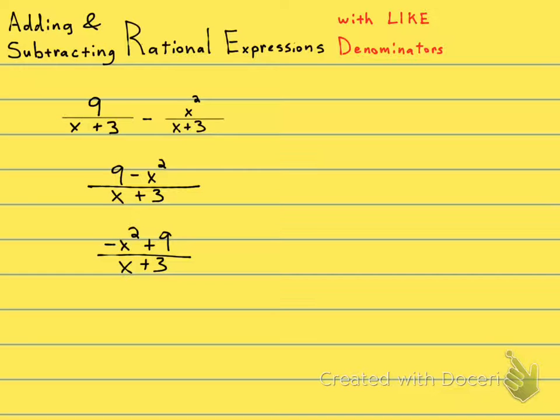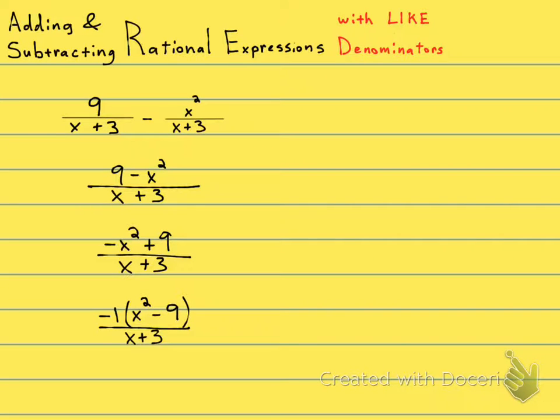I never want my leading coefficient to be negative, so what I need to do is divide out a negative 1. Divide it out of the numerator, and I will be left with a positive x squared, and I'm dividing this by a negative 1. When you divide a positive by a negative, you're left with a negative.